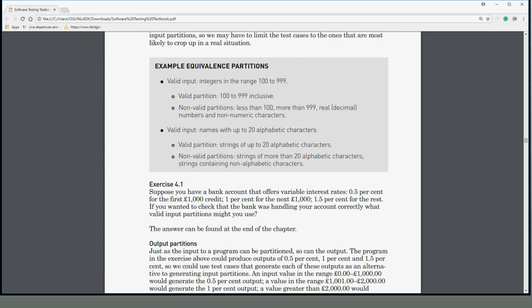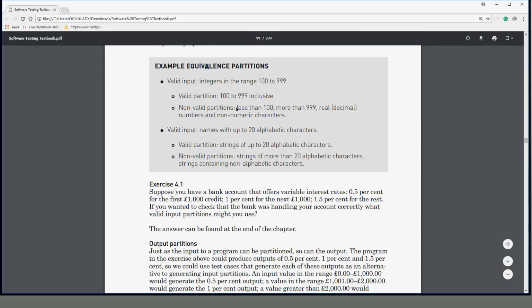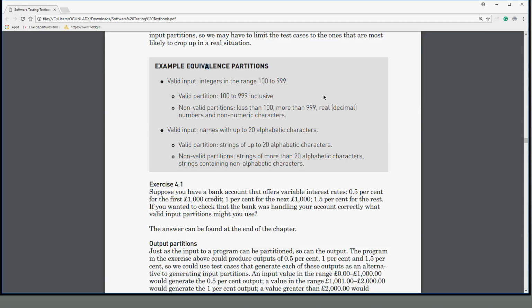A good example is this one. Now you have an integer ranging from 100 to 999. What is your valid partition? Your valid partition is anything that falls into that range, and you now have non-valid partitions: anything below 100 and anything above 999. Then also, how about decimal numbers? What about non-numeric input? You can partition your tests into two based on your grouping: your valid and your non-valid. The same way you could also do it for output. Another example is a name of up to 20 characters, alphabetic characters.